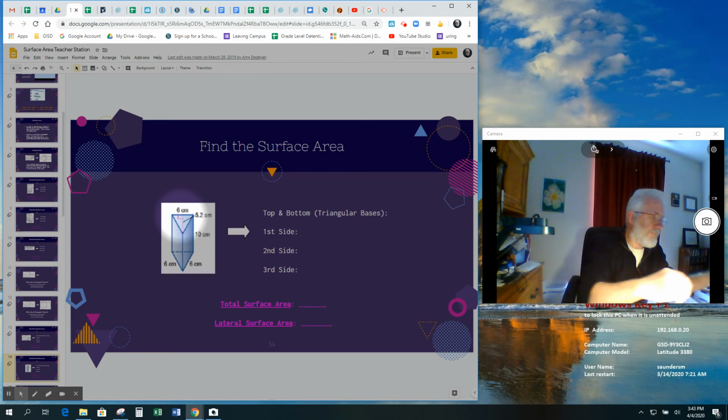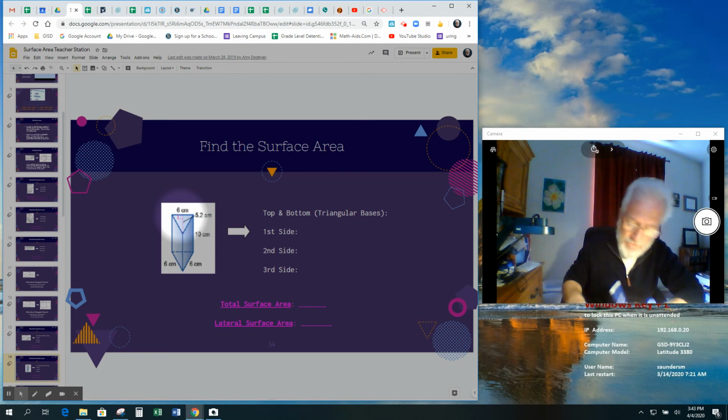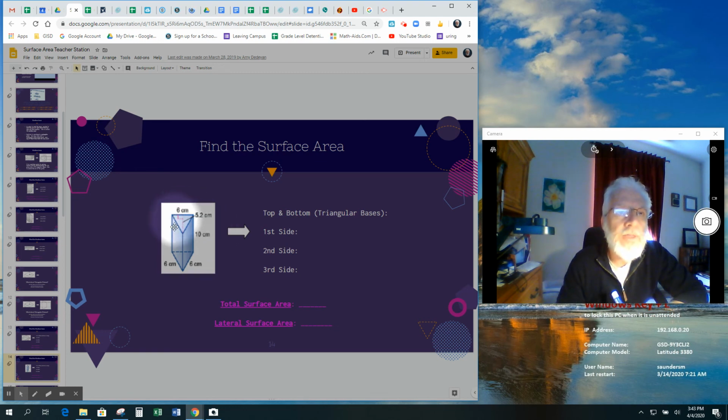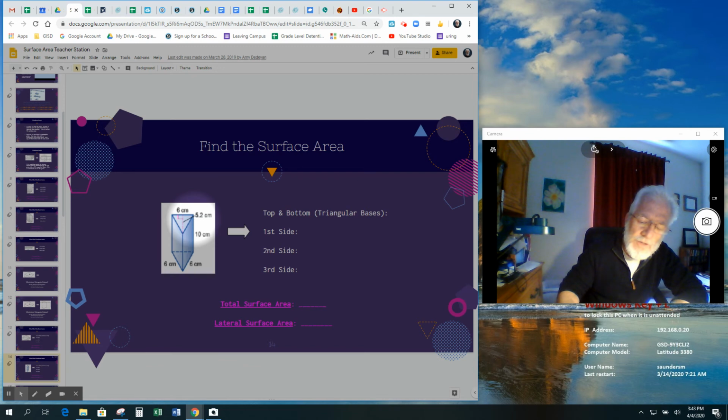All right. Now I have side 1, 2, and 3. Let's take side 1 as being the guy in the back. So it's this one right here, this back rectangle. It's 6 centimeters wide and 10 centimeters tall. Okay, so 6 times 10 is 60 centimeters.